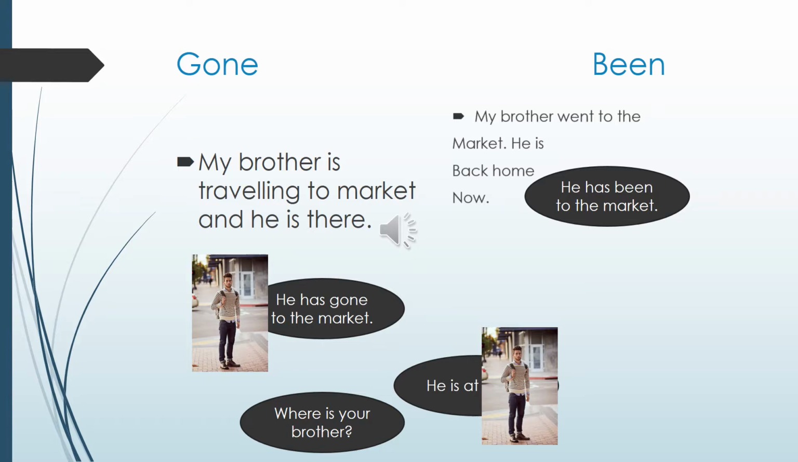First, gone. Where is your brother? He has gone to the market. The meaning is, my brother is traveling to the market and he is still there.